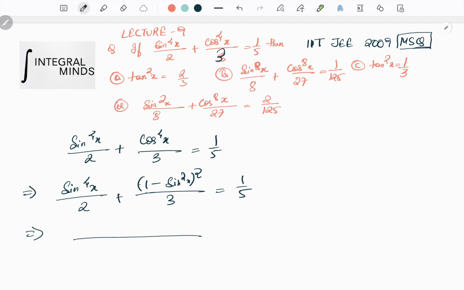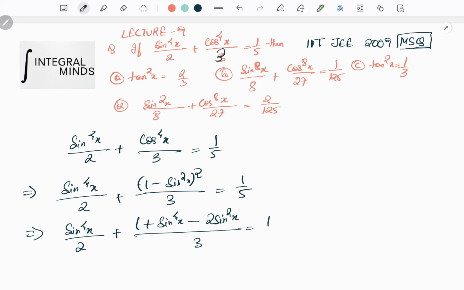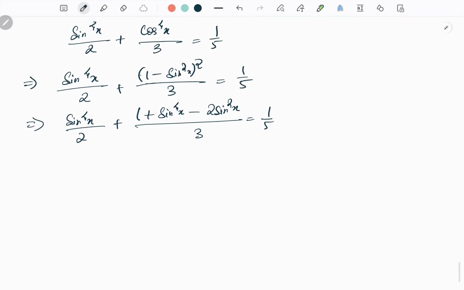Further solving it, let's just not simplify so easily, we'll do it step by step. So 1 plus sin^4 x minus 2 sin^2 x, right? So it's 1 by 5. So now taking LCM, or you can just push it to the other side. You guys are sensible enough to understand what I'm doing here.